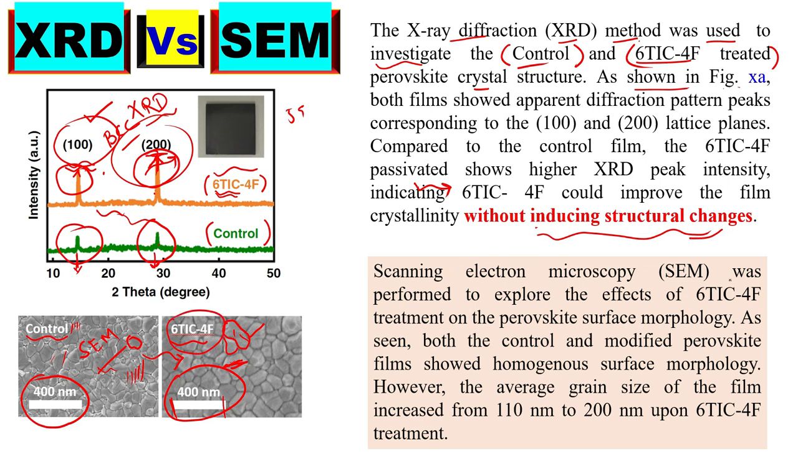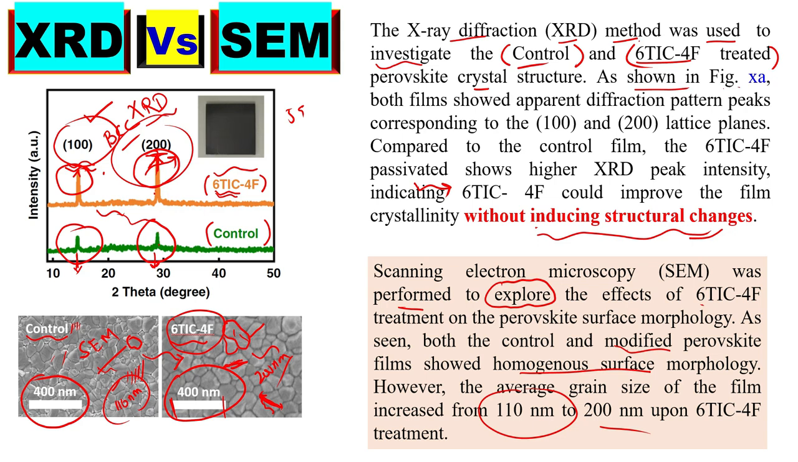Scanning electron microscopy was performed to explore, you can write to investigate, to study, the effects of this treatment on the perovskite surface morphology. As seen, both the control and modified perovskite, meaning the treated film, showed homogeneous surface morphology. However, the average grain size of the film increased from 119 nanometers to 200 nanometers. This is how we interpret XRD and SEM analysis in the research paper.